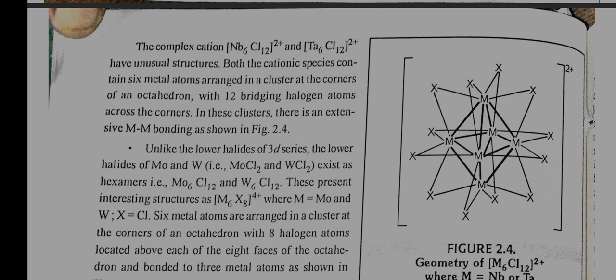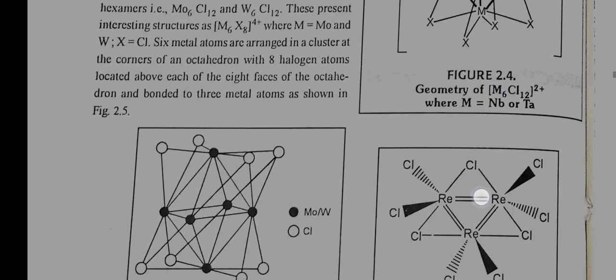Next, unlike the lower halides of the 3d series, the lower halides of molybdenum and W, for example MoCl2 and WCl2, exist as hexamers, for example Mo6Cl12 and W6Cl12. These have interesting structures as [M6X8]4+, where M is Mo and W, and X is Cl. 6 metal atoms are arranged in a cluster at the corners of an octahedron with 8 halogen atoms located above each of the 8 faces of the octahedron and bonded to 3 metal atoms, as shown in the figure.